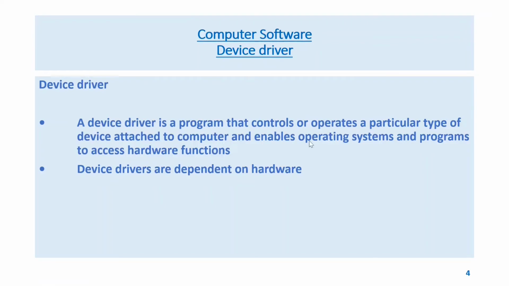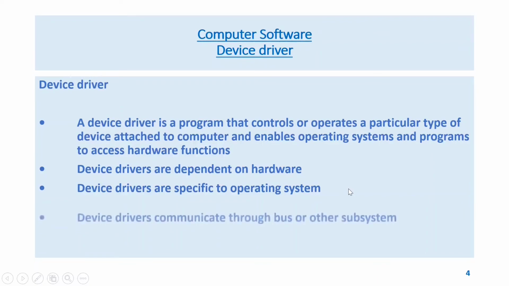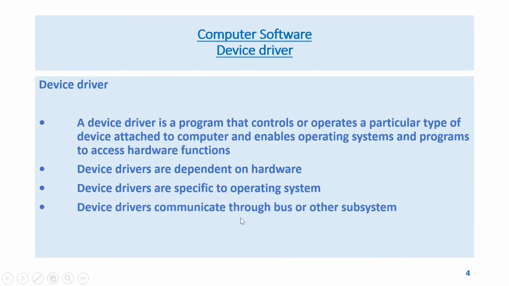So they are dependent on hardware. So whatever hardware is connected to the computer, a device driver is dependent on that type of hardware. Device drivers are specific to operating system. So Microsoft Windows will have some device drivers, and if it is Unix, there will be different device drivers, etc. So it is specific to a particular operating system. Device drivers communicate through bus or other subsystem.